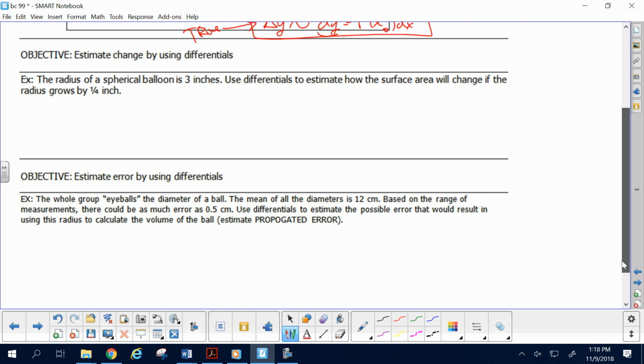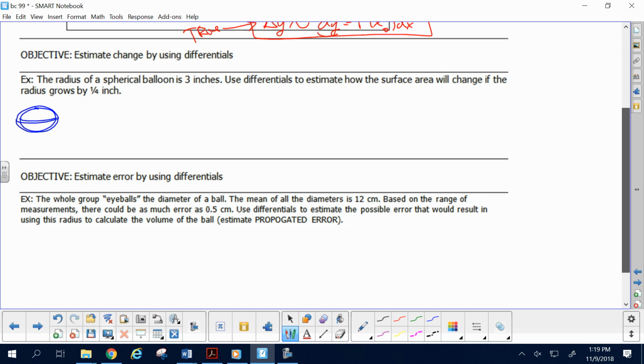But the idea goes like this. If I start with a 3-inch balloon and I increase the radius by 1/4 inch, the surface area obviously will change by about how much? Approximate it using calculus, all right? Anybody want to take a stab at it? By changing the radius 1/4 inch, you think you'll change the surface area by? No guess. Okay.